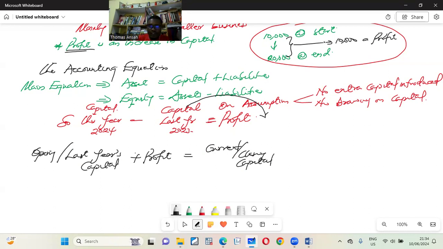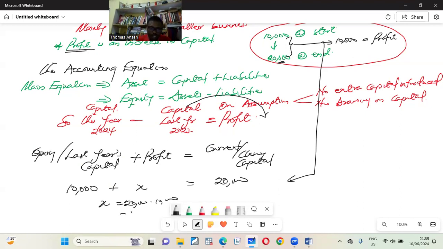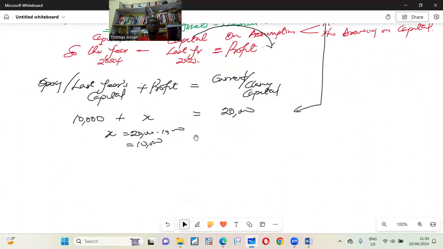So you could see here from this analogy that we did, if I drag this analogy down here, it means that my last year capital, which is my opening capital for this year, will be 10,000, plus, if I don't know my profit, I'll put X. But we realize that our closing capital was 20,000. That tells you that X is equal to what? 10,000. So if you do the change of subject, you have 20,000 minus 10,000, then here you have 10,000. So that is how you can find profit. You can use the accounting equation in terms of the equity to be able to find your profit.